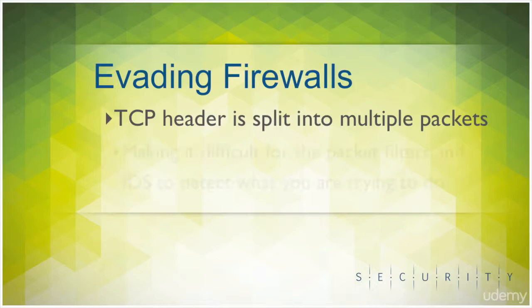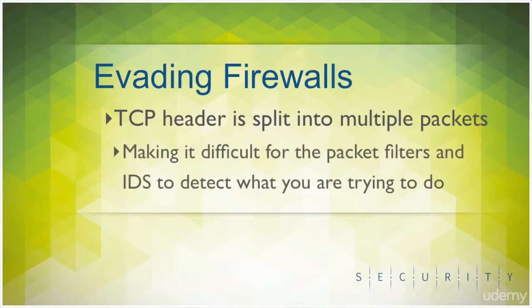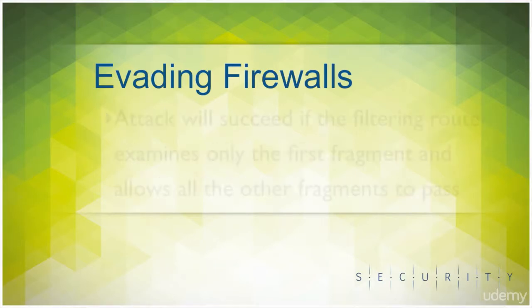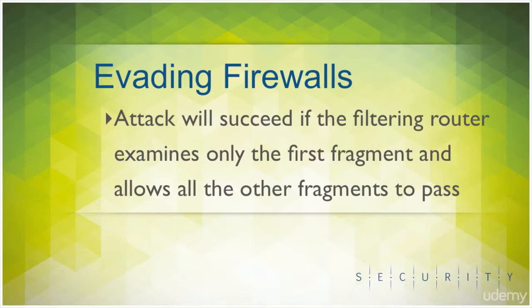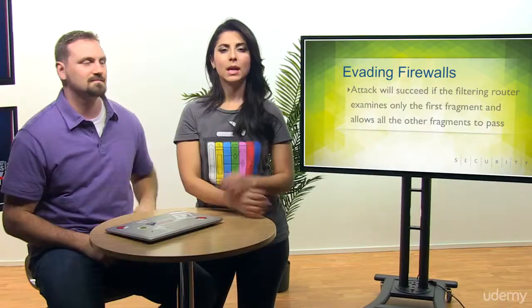We just talked about two ways of evading firewalls: IP address spoofing and source routing. We're now going to talk about another way of evading firewalls, in which we use a tiny fragment to evade a firewall. The TCP header is split up into multiple packets. This makes it difficult for the packet filters and intrusion detection systems to detect what you are trying to do. An attack will succeed if the filtering router examines only the first fragment and allows all the other fragments to pass through. Let me explain this in a little more detail.